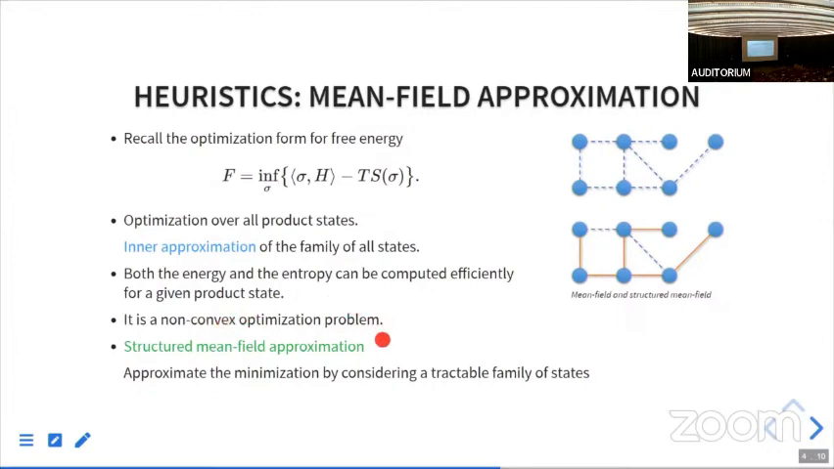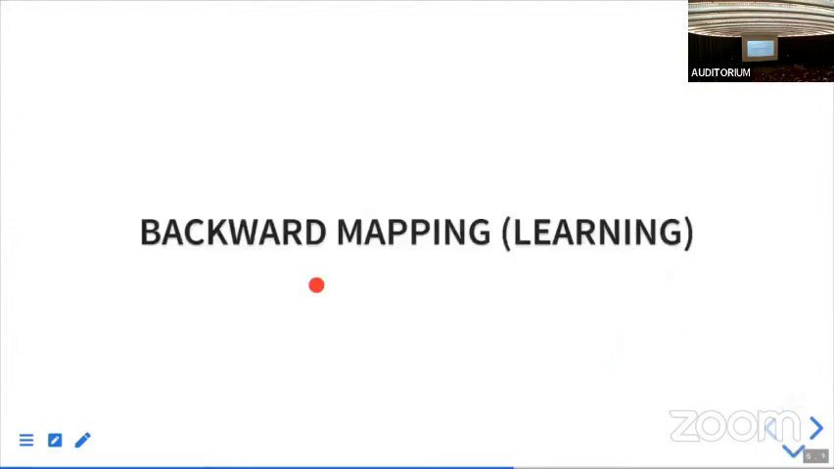And there are also generalizations of this method. If you think of the product states as the Gibbs distribution of a graph with no edges, you can think of maybe a graph like a tree, a subgraph of the graph which is a tree. Then you can use quantum propagation to do these calculations, and you generalize this mean field method. It's called a structured mean field approximation.